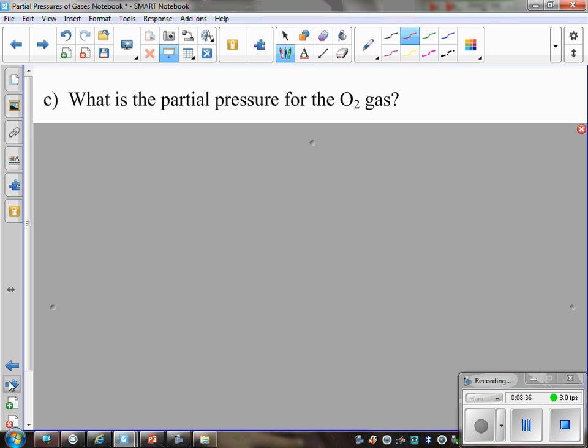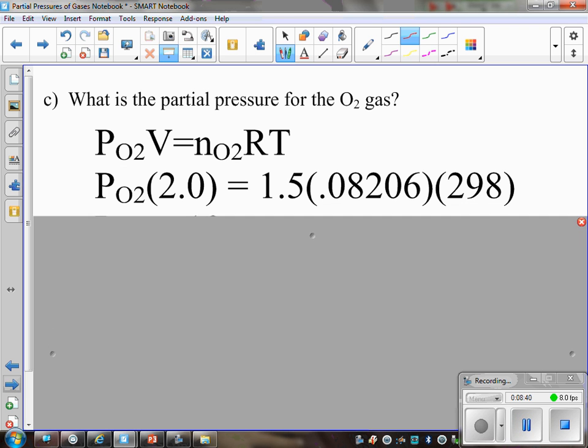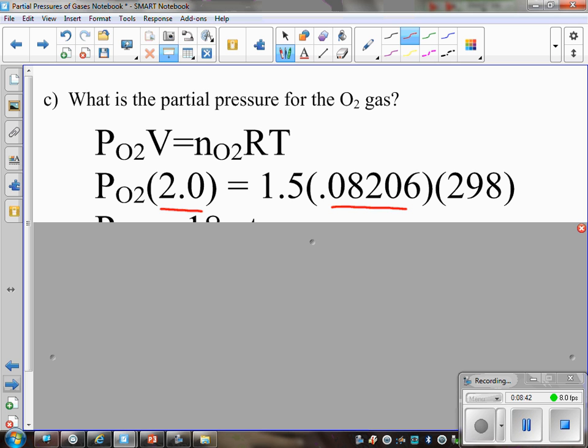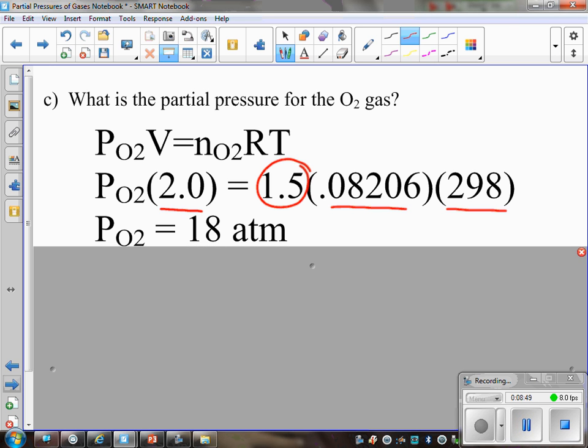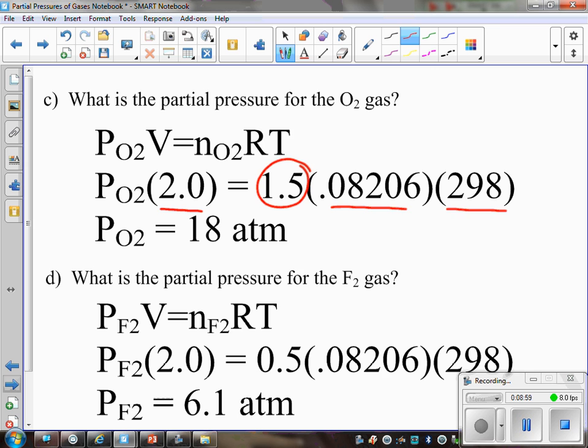All right, so for C, you should have written your equation like such. Again, we're going to have consistency with this part and this part. The only thing that changed was that you only had 1.5 moles of O2. So you're going to calculate your P of O2 as 18 atm. Go ahead and try D. Pause the video.